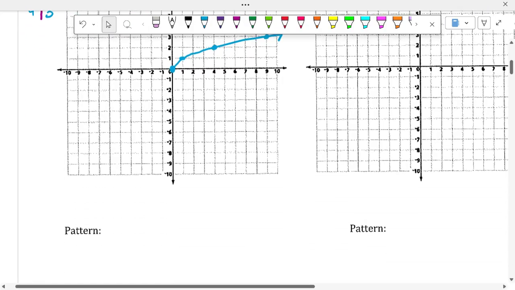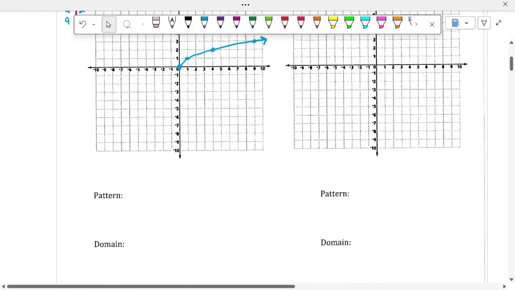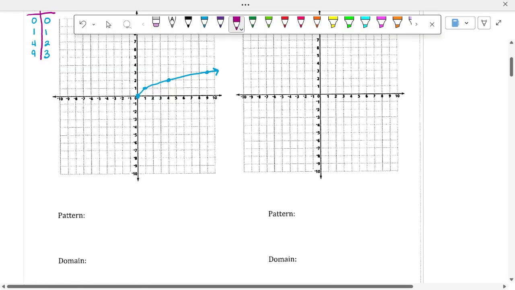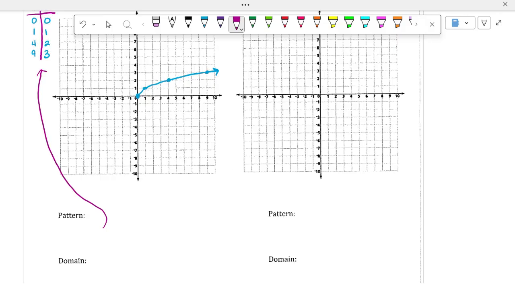So, the pattern of the square root function, this table you just got to know. You got to know that table. So in other words, x values are perfect squares. Y values, you want to be real rational numbers.